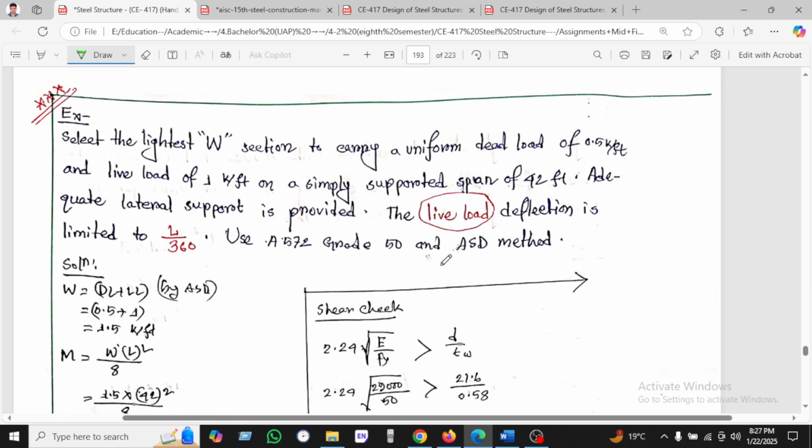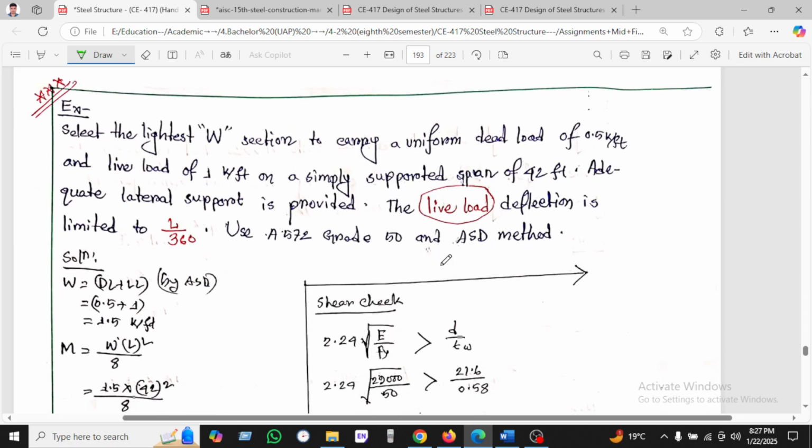This is our answer. So you can see another example, which is to select the lightest W section carrying the uniform dead load of 0.0 kip per foot.